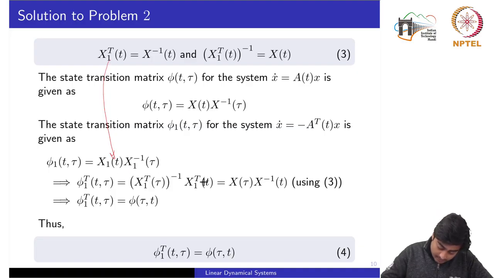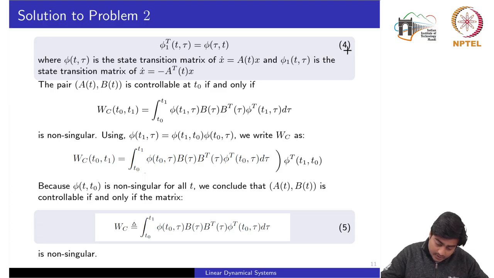Further simplifying it in terms of only x, we obtain that the transpose of the state transition matrix of the second system is actually equal to the state transition matrix of the first system with the time reversal. Okay, phi 1 transpose (t, tau) is equal to phi(tau, t). So this is again a key equation which we are going to use later to obtain the result. So let's proceed again with this equation 4.